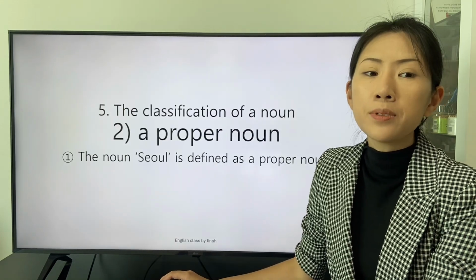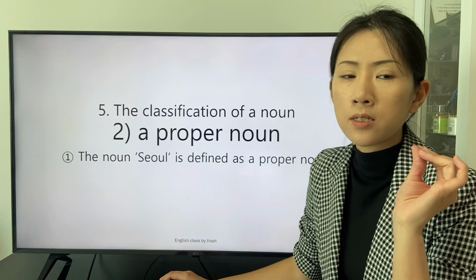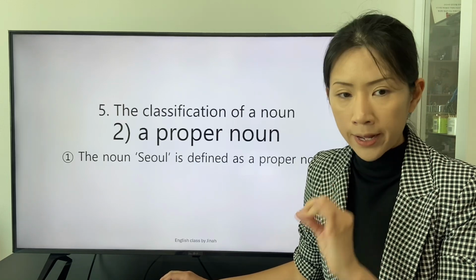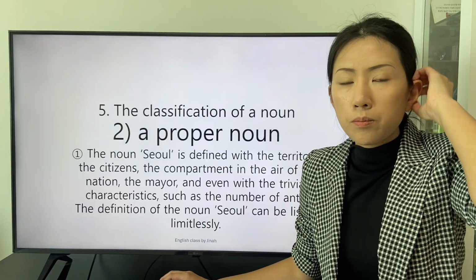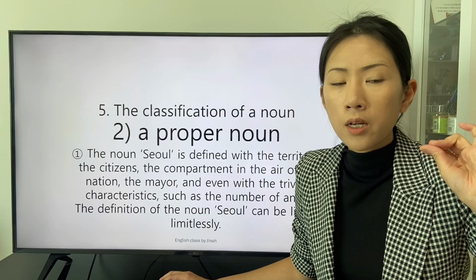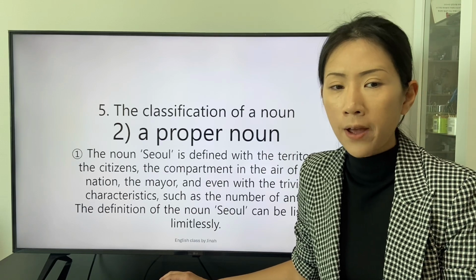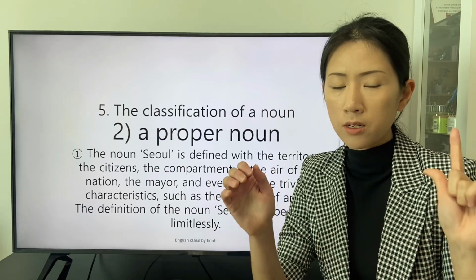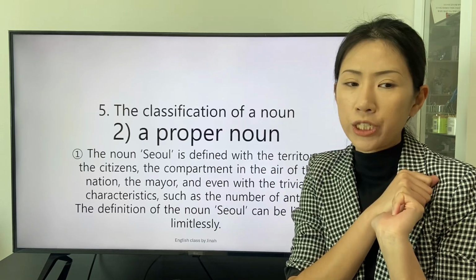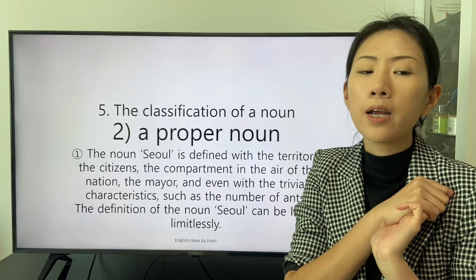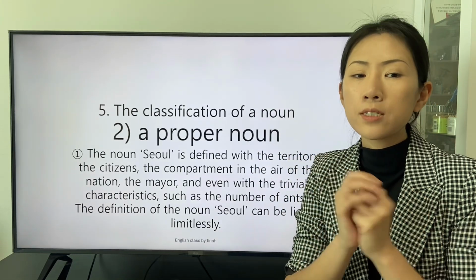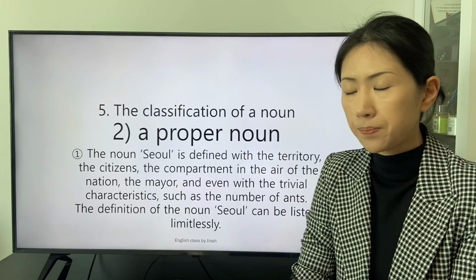The first example of a proper noun is the noun Seoul. The noun Seoul is defined as a proper noun for two reasons. The first reason is that the noun Seoul is defined with the territory, the citizens, the compartment in the air of the nation, the mayor, and even with trivial characteristics such as the number of ants.